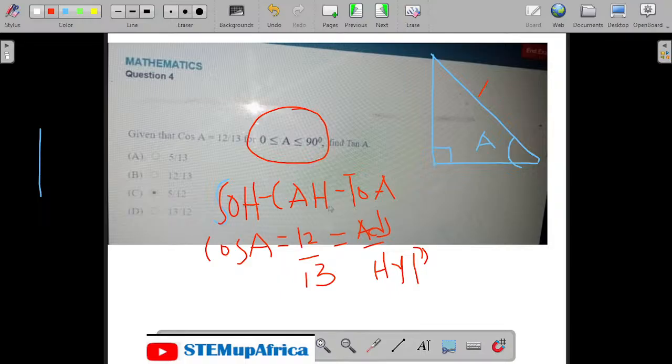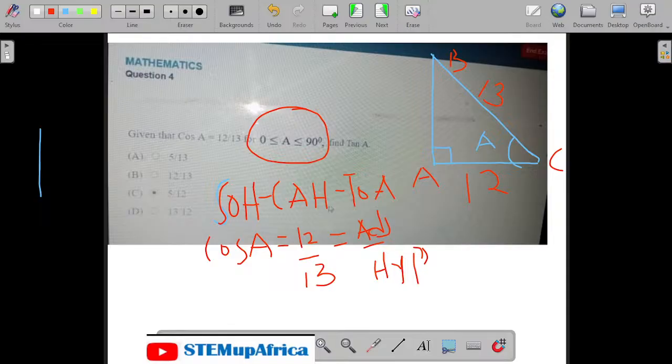So this side is the hypotenuse, now let's call it 13. The adjacent is 12, let's call here 12. Let me call here A, B, and C. So we do not know the opposite. Let's look for the value of the opposite. To find the opposite, you can use Pythagoras theorem.